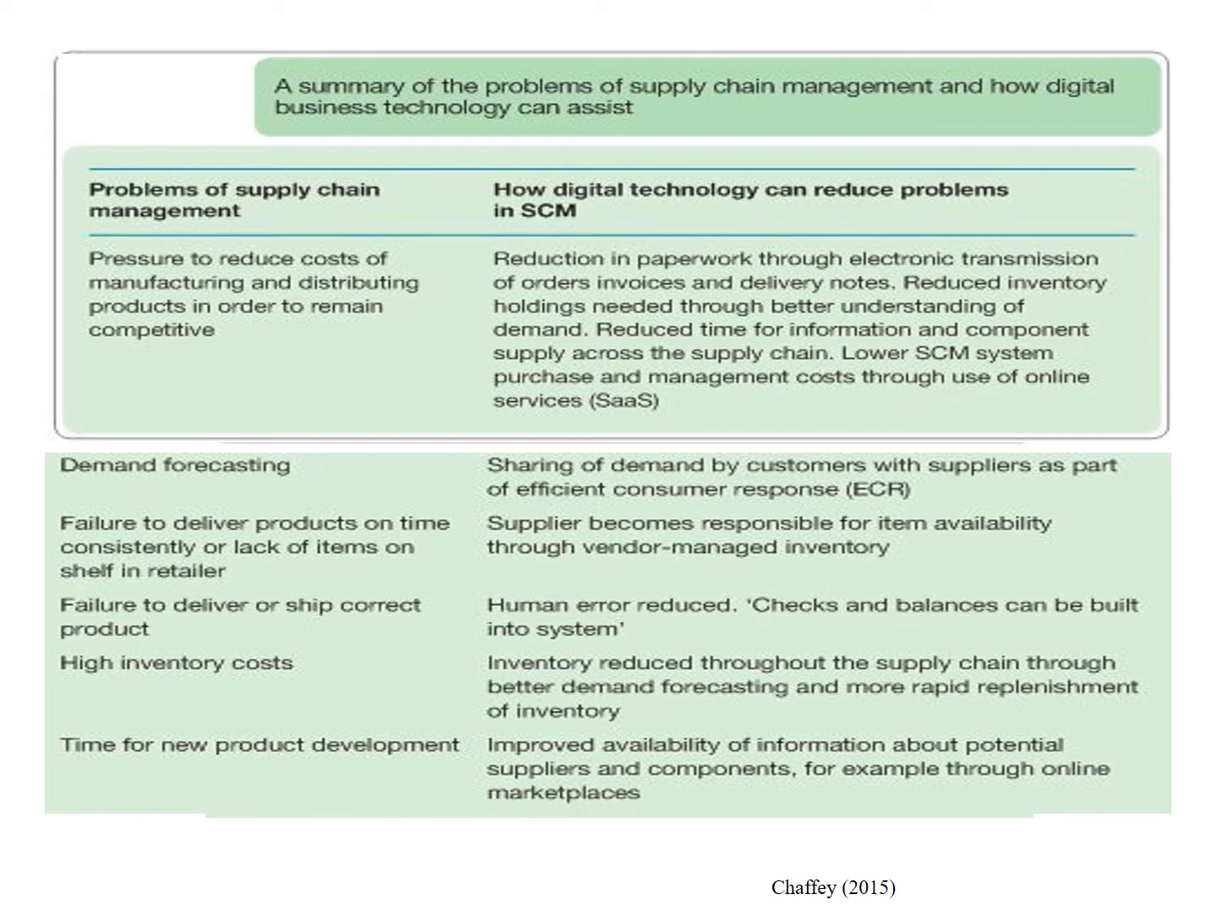Demand forecasting: sharing of demand by customers and suppliers, part of efficient customer response. In terms of failure to deliver products, the supplier becomes more responsible for items in terms of their availability, through vendor managed inventory. In terms of failure to deliver or ship correct products, human error is reduced, and checks and balances can be built into the system. So when we look at the problems of supply chain management, we can see on the other side of the coin how digital technology can reduce these problems in SCM.